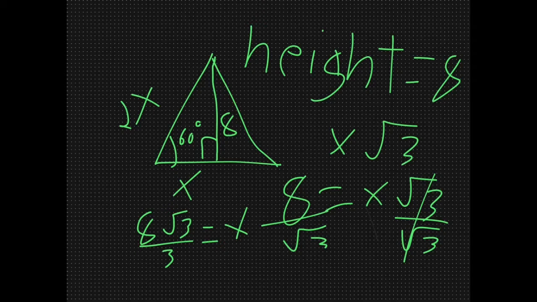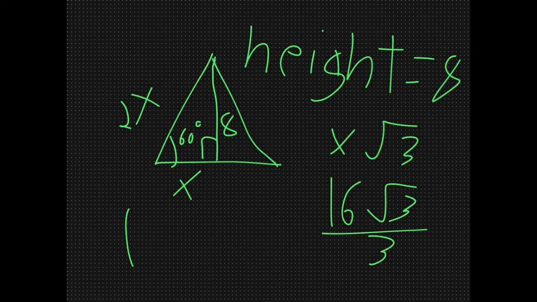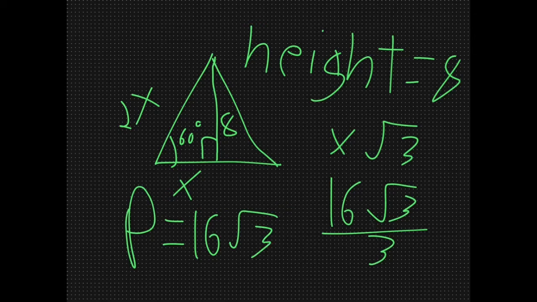Now, what we do is double that because opposing the 90 angle is 2x, so we get 16 root 3 over 3 is equal to one of the sides. Now, since every triangle has 3 sides, we have to multiply that by 3. So, what we get is 16 root 3 is equal to the perimeter. And then we're done.